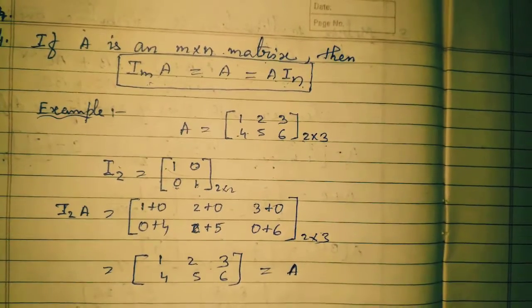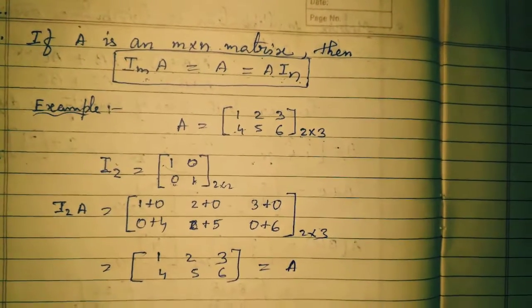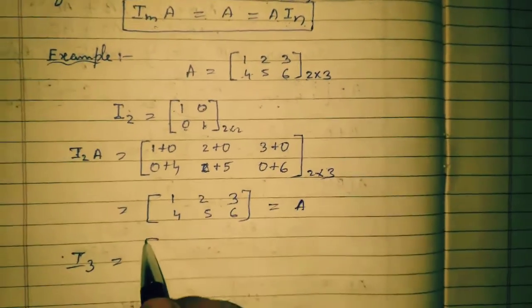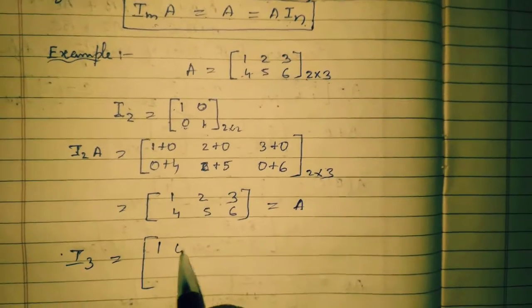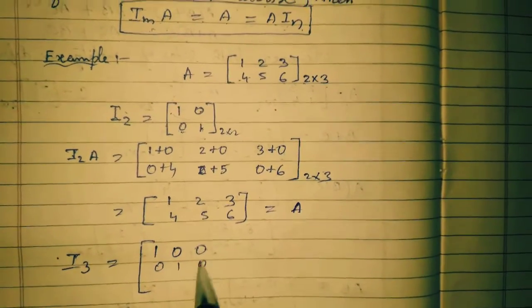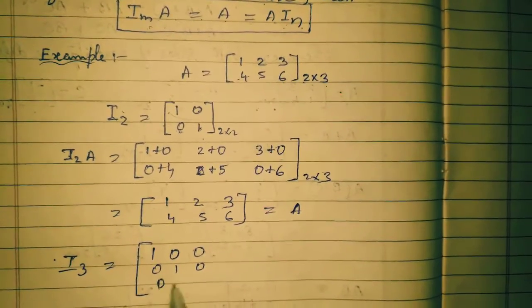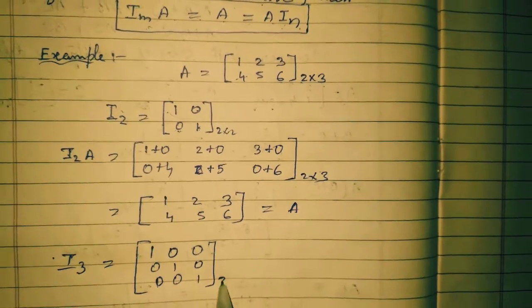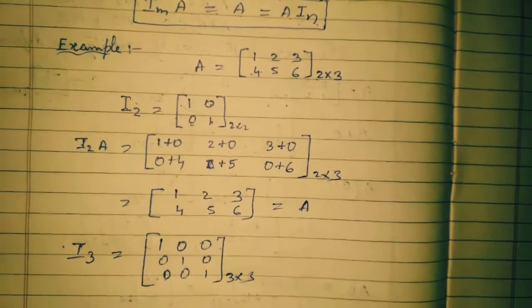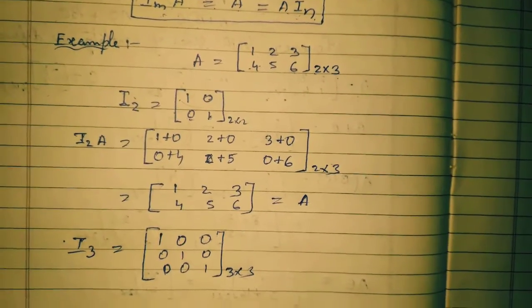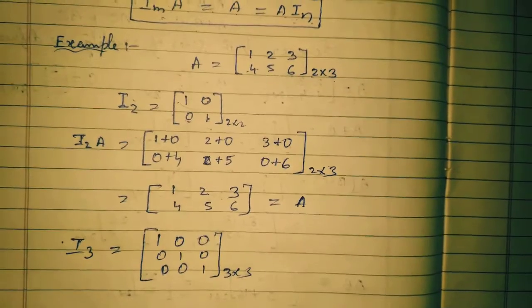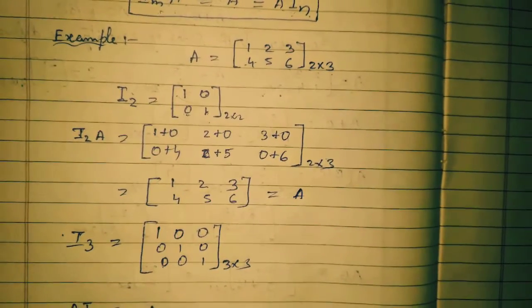Similarly, if we multiply A with I of N, I of N is the third order unit matrix. So the third order unit matrix will be 1, 0, 0, 0, 1, 0, and 0, 0 and 1. This is a third order matrix. So if you multiply A with the third order matrix I3, we'll get what again?